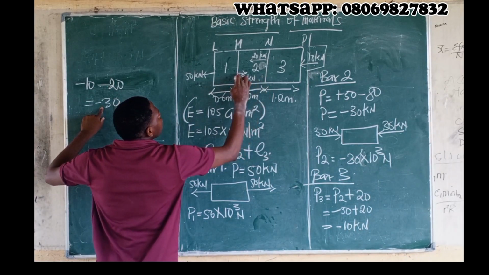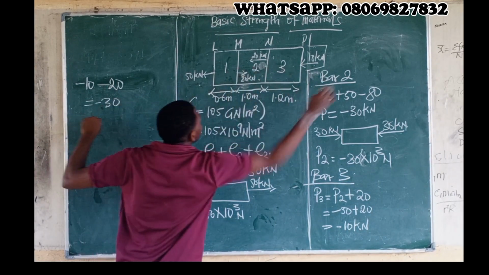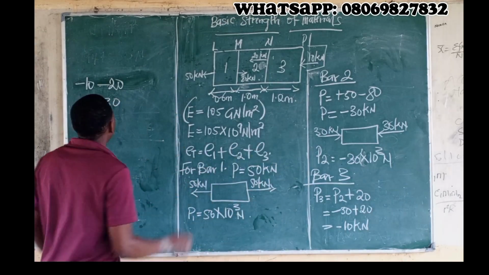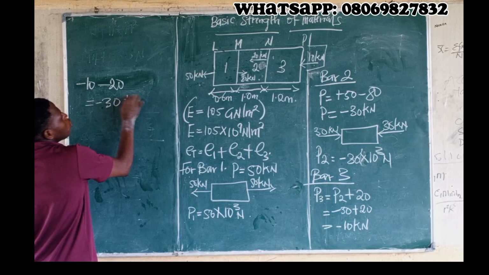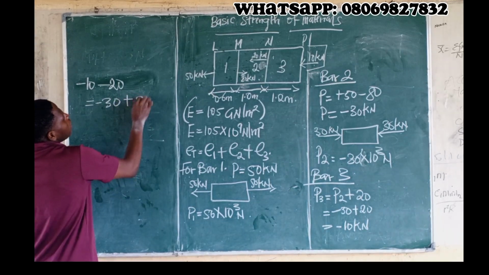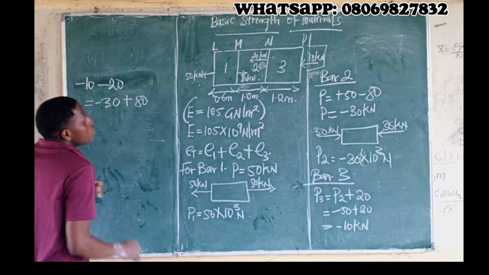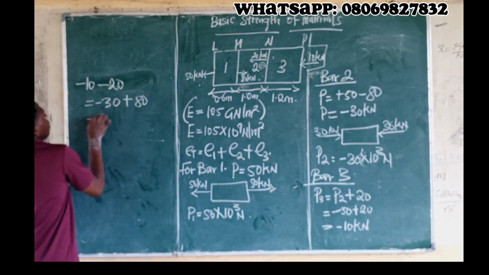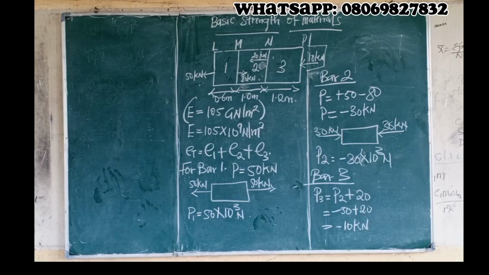Okay. Now what is the next one we are considering? The one opposing it, and the one opposing it has a positive sign. So if we do that, we have minus 30 plus 80. So minus 30 plus 80 is what? 40. Yes.